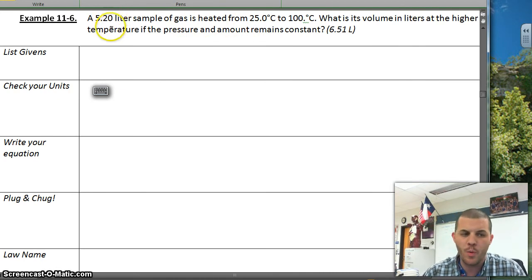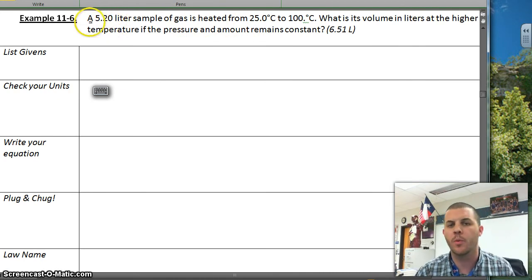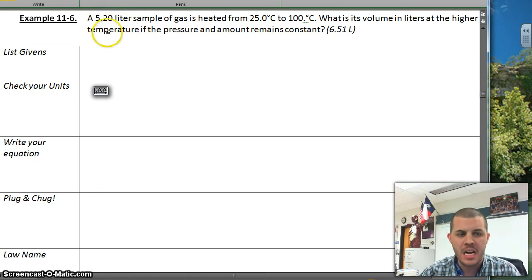Now here's the deal with these gas laws. We have to always take a look at what we're given in our problem. This says a 5.20 liter sample of gas. Liters refers to volume, so I know I've got some kind of volume there. Is heated from 25 degrees Celsius to 100 degrees Celsius. So those are temperatures. What's the volume in liters at the higher temperature if the pressure and the amount remain constant? So P and N are constant. The only things that are changing are my volume and my temperature.